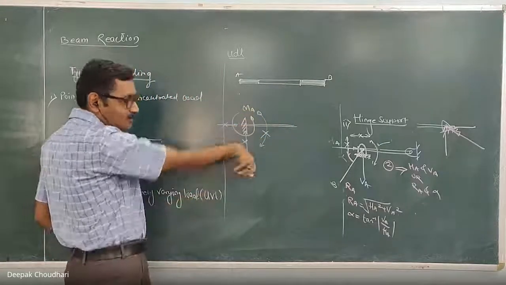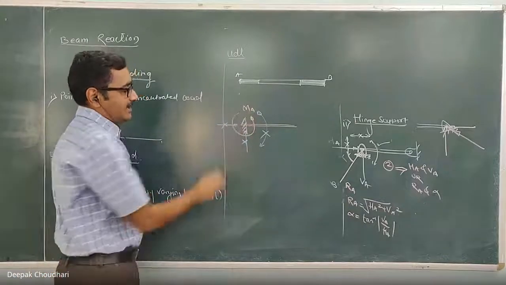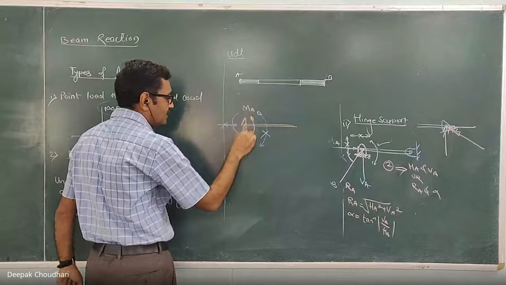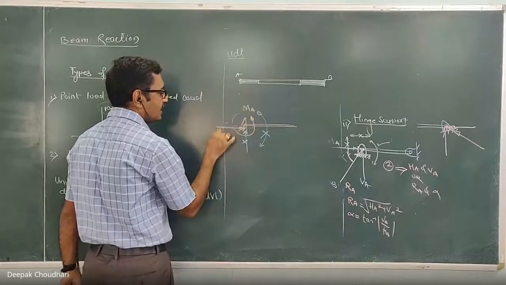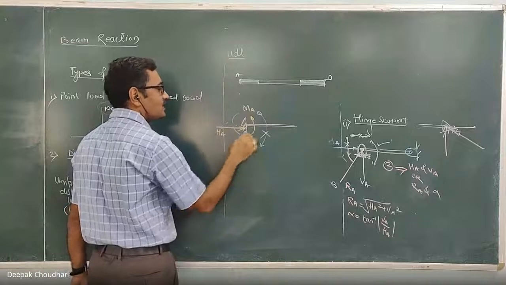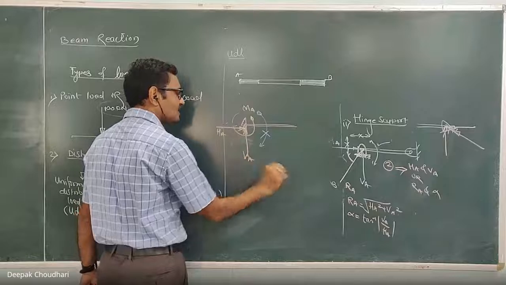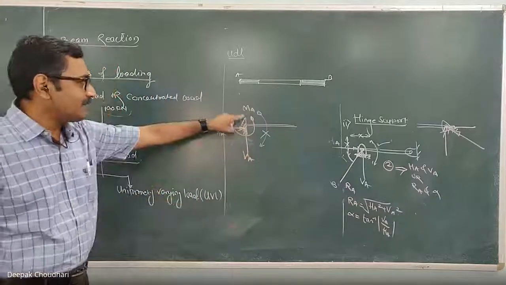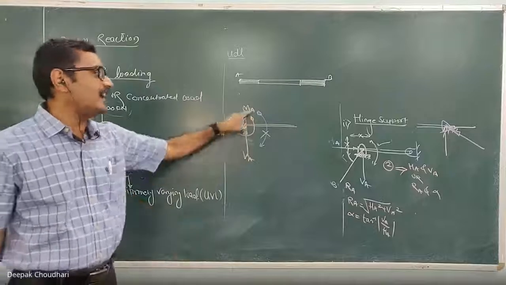Otherwise it would rotate. Okay, to hold it in equilibrium, this is the reactive moment. Now, since horizontal motion is restricted because of this support, reaction shall be a force in horizontal direction. So this is the horizontal component of reactive force at A. Since vertical motion is restricted, reaction shall be a force in vertical direction. So this is VA. So at the fixed support, there are three unknowns: HA, VA, and reactive moment.